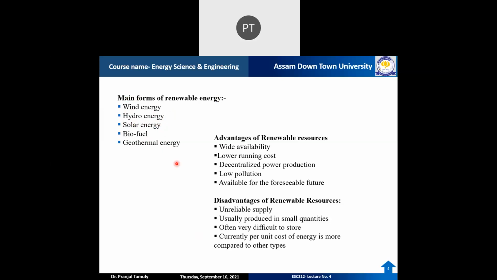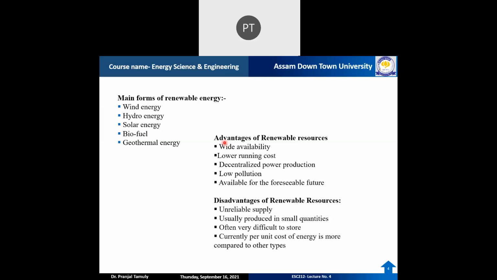So what are the advantages of using renewable energy? One advantage of using renewable energy is that it is widely available. This is actually the main advantage, that it is available everywhere. So we don't have to pay anything to use this kind of source of energy.